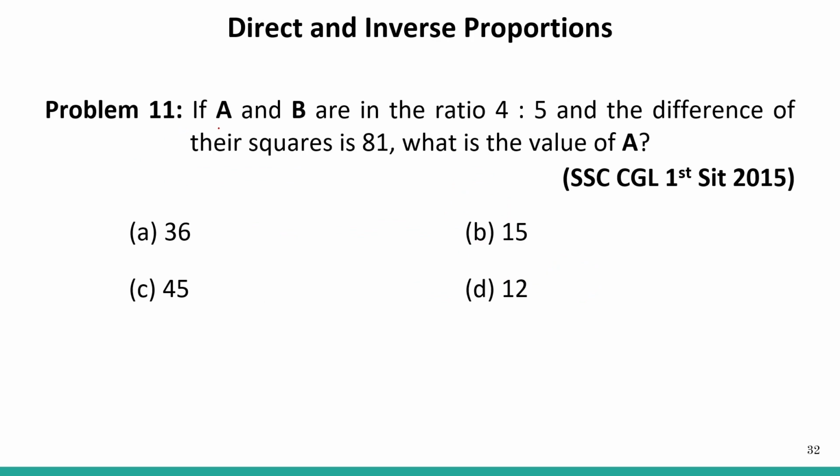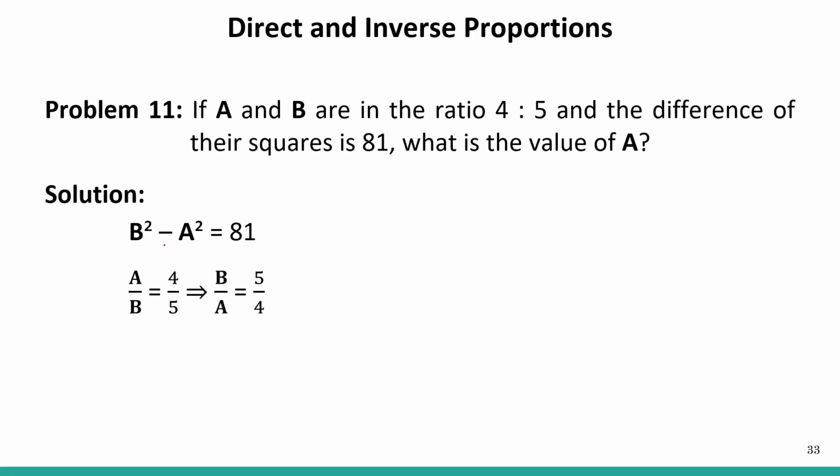So let's see problem number 11. If A and B are in the ratio 4:5 and the difference of their squares is 81, then what is the value of A? This question has been asked in first sitting of 2015 SSC CGL exam. So is it 36, 15, 12 or 45? Let's figure it out.